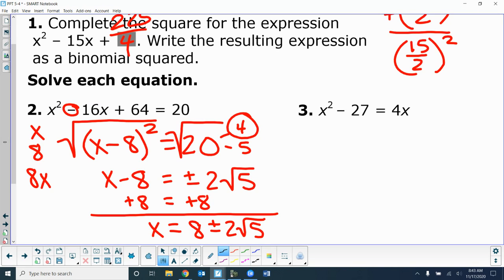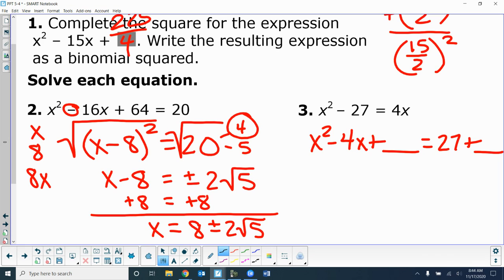So I'm going to bring the 4x over by subtracting. We're going to add our blank, and I'm going to take the 27, the constant, to the other side by adding. So it's positive 27 on the other side. Sometimes we mess that up. That's something we shouldn't be messing up, right? That's something we get in a hurry on, and then we mess up on our sign.